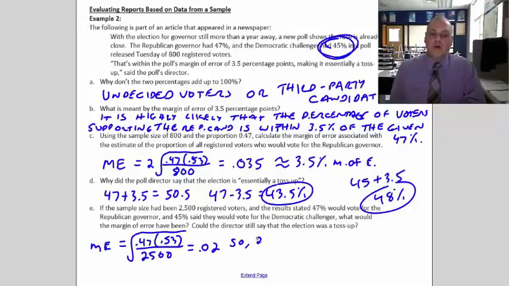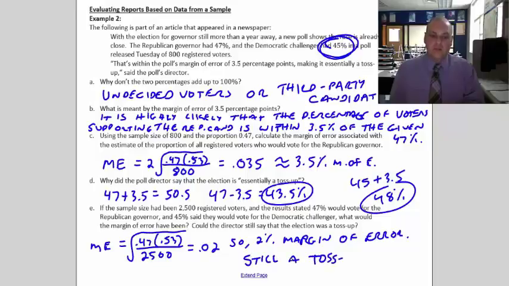So a 2% margin of error. Okay, 2% margin of error. Still, though, not enough to say it's not a toss-up. It's still a toss-up. Why? Same reason, and you could write this out.